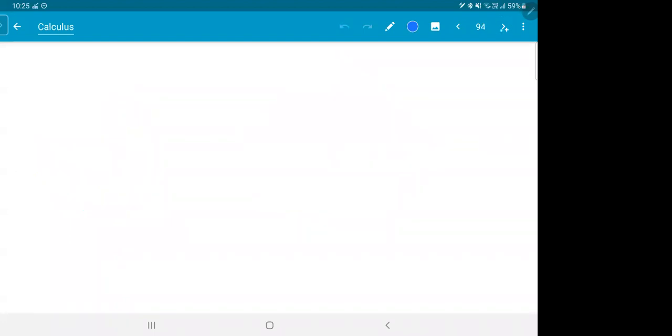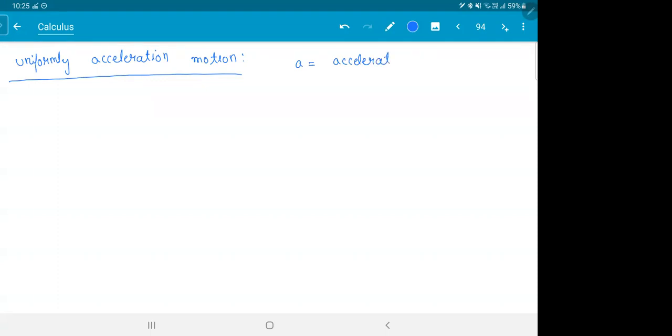Note this down on the page. Uniformly accelerated motion. Now we used this in kinematics a lot, but we didn't prove it there. Listen to this carefully, because questions based on this derivation came in both the entrance exams multiple times. So what is uniformly accelerated motion? The acceleration A is constant. If the acceleration of the motion is constant, it's called uniformly accelerated motion.